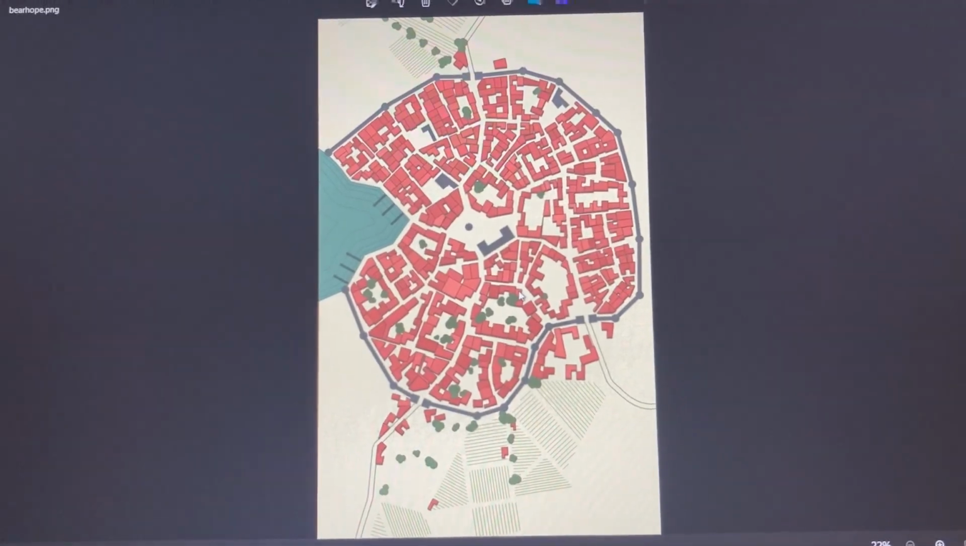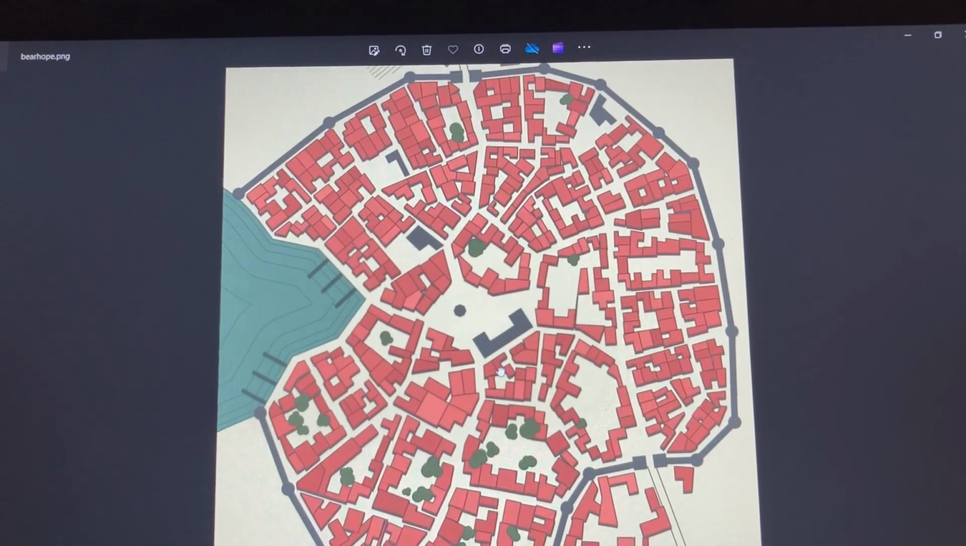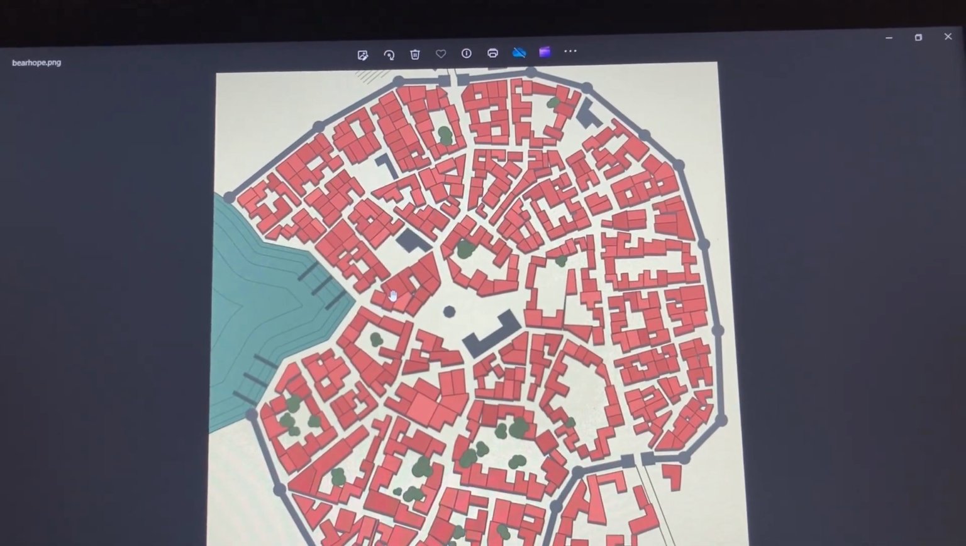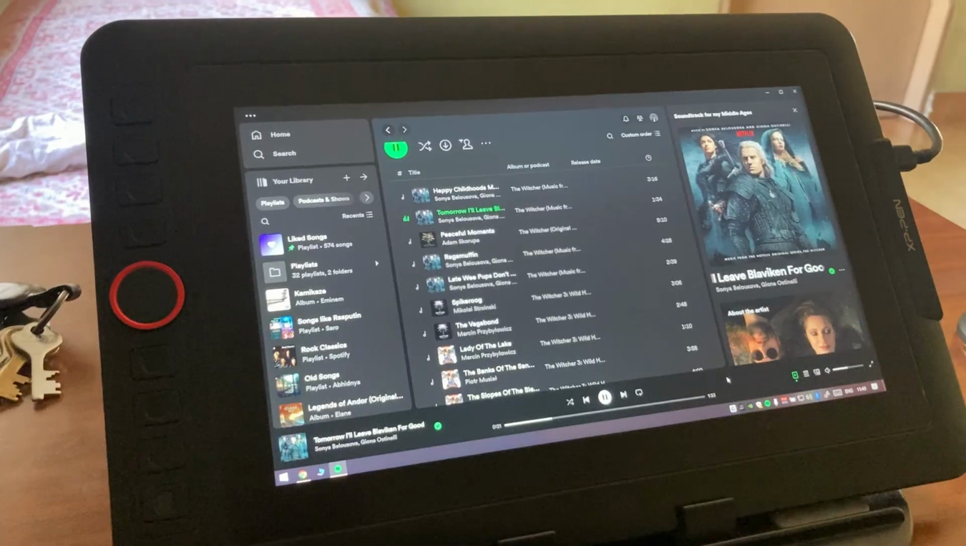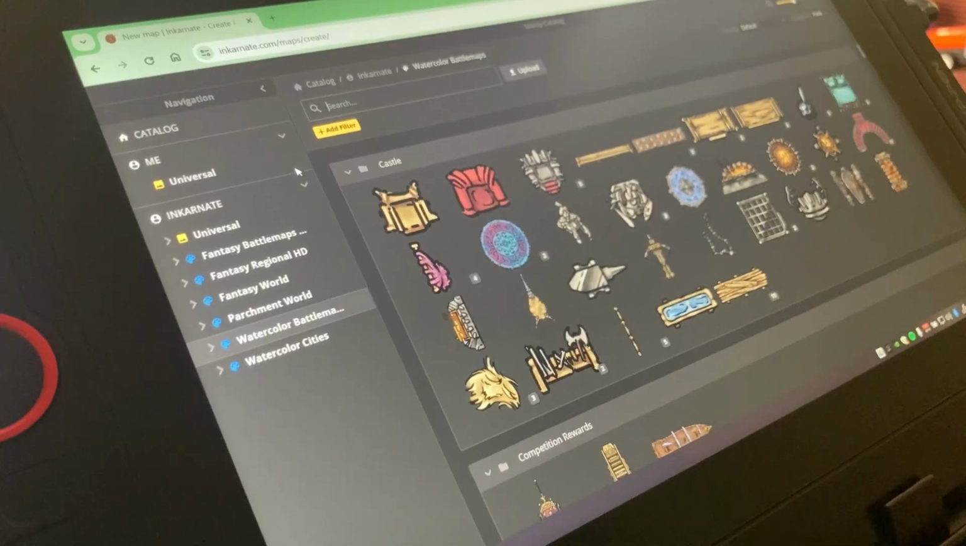So I'm attempting to draw a city map for a friend's D&D campaign based off a generated map that I found on the internet. Please excuse my little brother here. And of course, I need some Witcher music playing in the background.